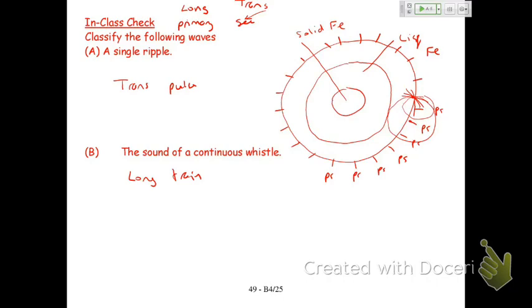An interesting thing happens. Around here, you only get the primary.